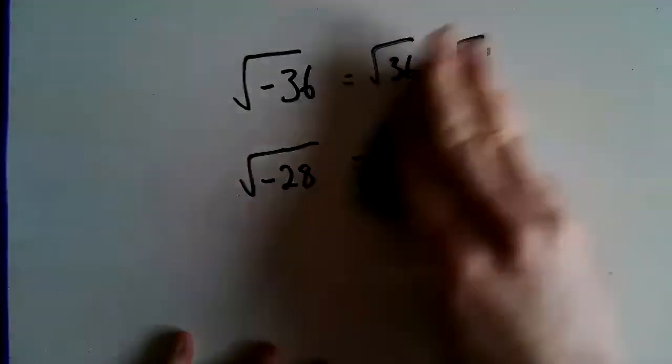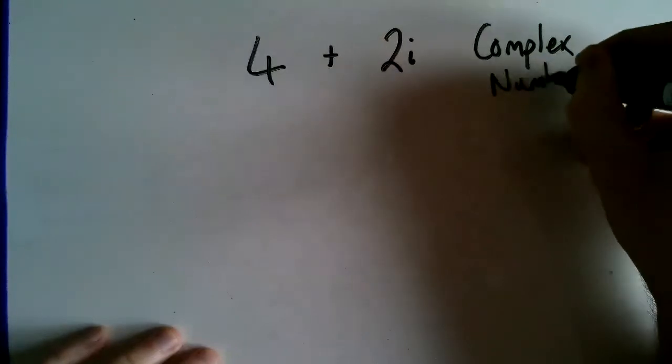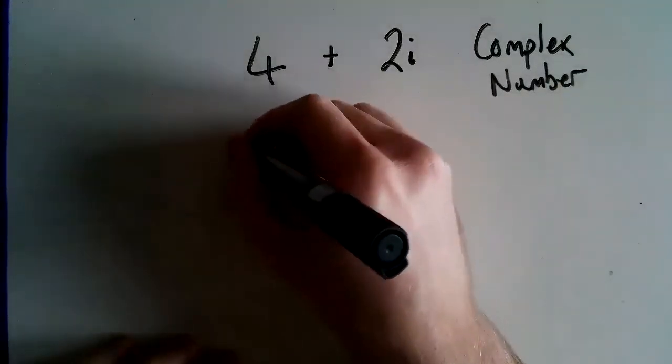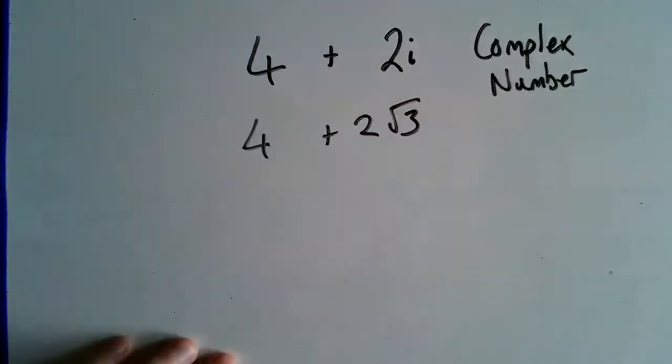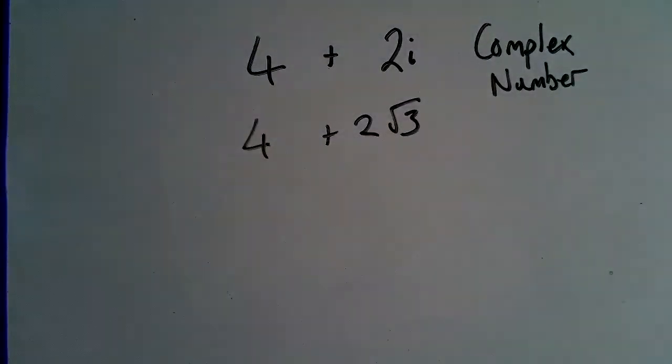Okay. Now, another thing we can do is put real numbers and imaginary numbers together. So 4 is a real number, 2i is an imaginary number, but if I add them together, I get what we call a complex number. Complex numbers are very similar to having something like 2 root 3. It's virtually the same thing. So we can do all the same rules with complex numbers as we can with surds.